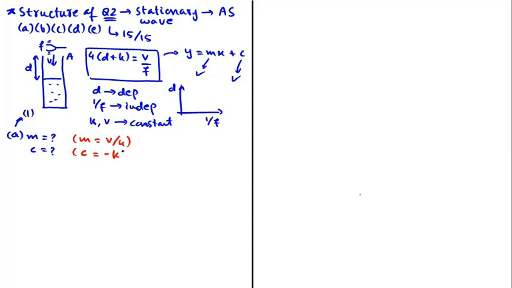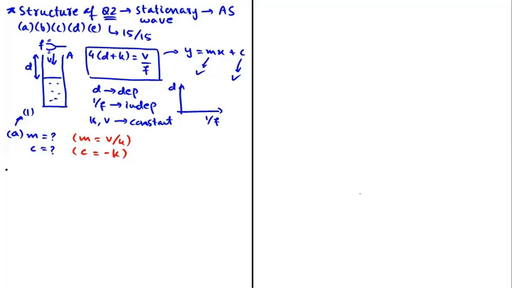minus k. So students, remember that in A part of graph question, we are always asked to determine expressions for gradient and y-intercept. And to do that, we always use the given equation, bring it to y equal mx plus c form. And from that equation, we determine the expressions for gradient and y-intercept, right? Next part is part B.